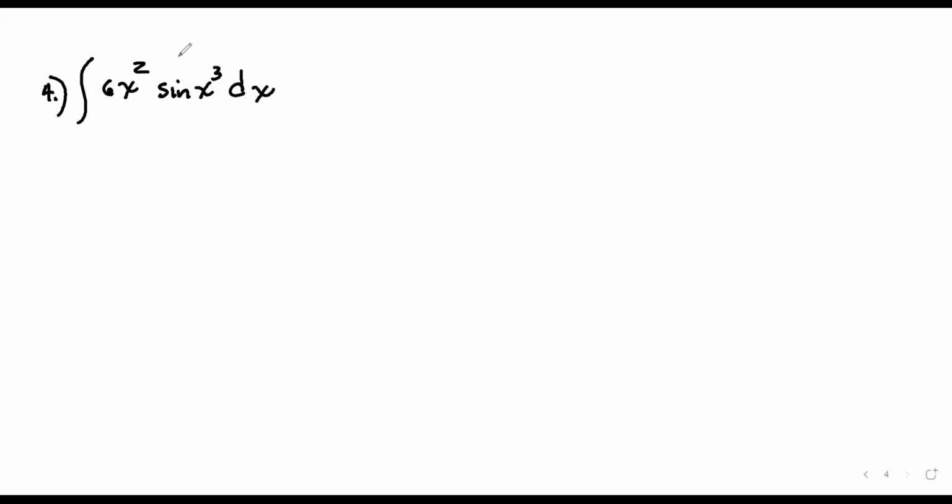Number 4, the integral of 6x squared sine x cubed dx. So, always, the derivative of u should be in the given as well. So, what will we choose? Leonard, what do you think will be our u in the given? Leonard, please unmute.